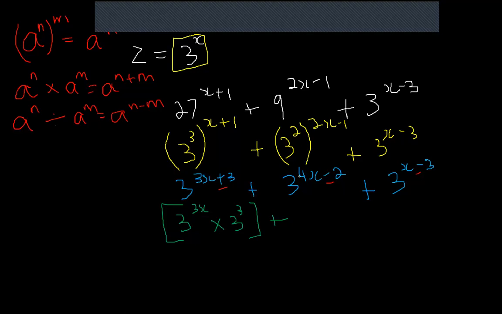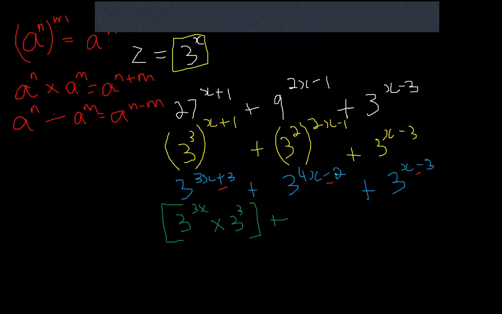Okay, continue. So 3 to the power of 4x minus 2. All I have to do is look at what they gave me. They gave me 3 to the power of 4x minus 2, and to simplify this, all I need to do is look at my laws and decide which law applies.